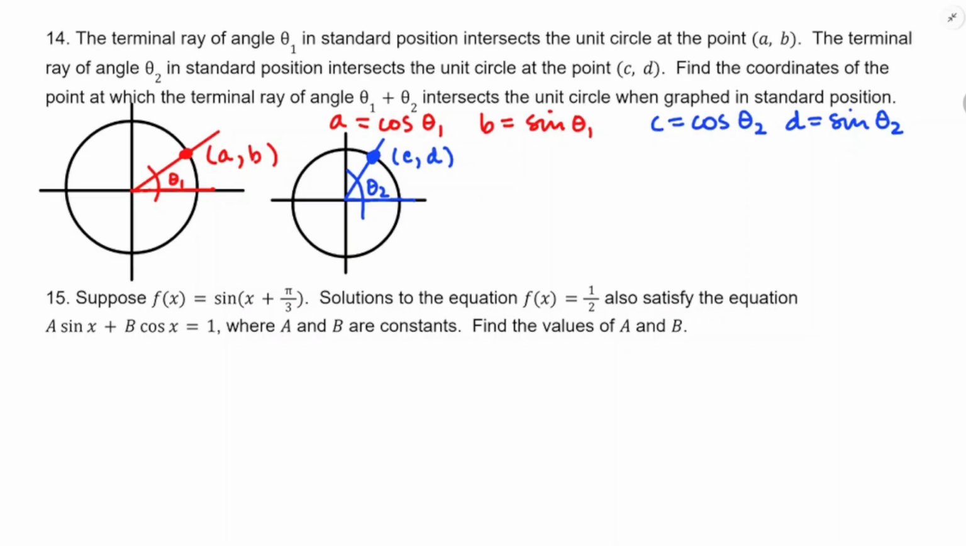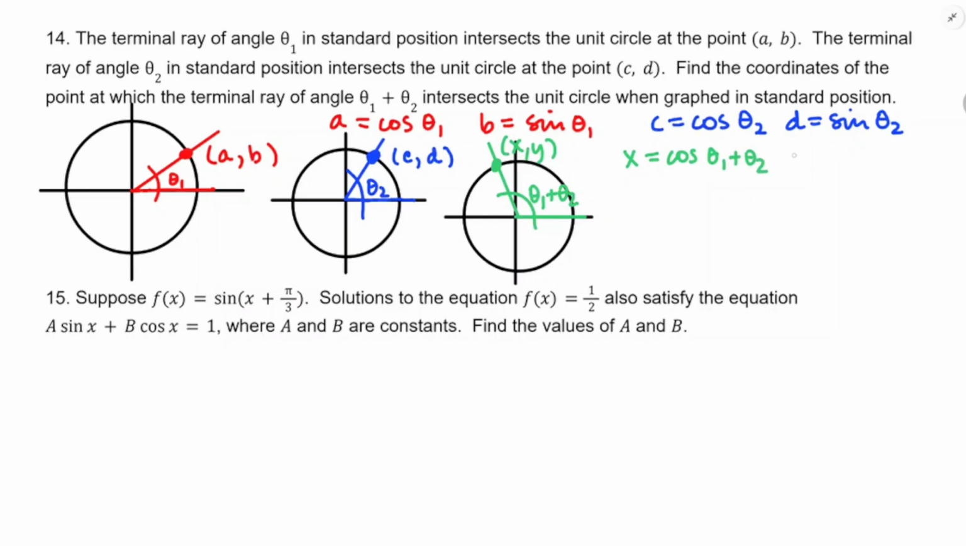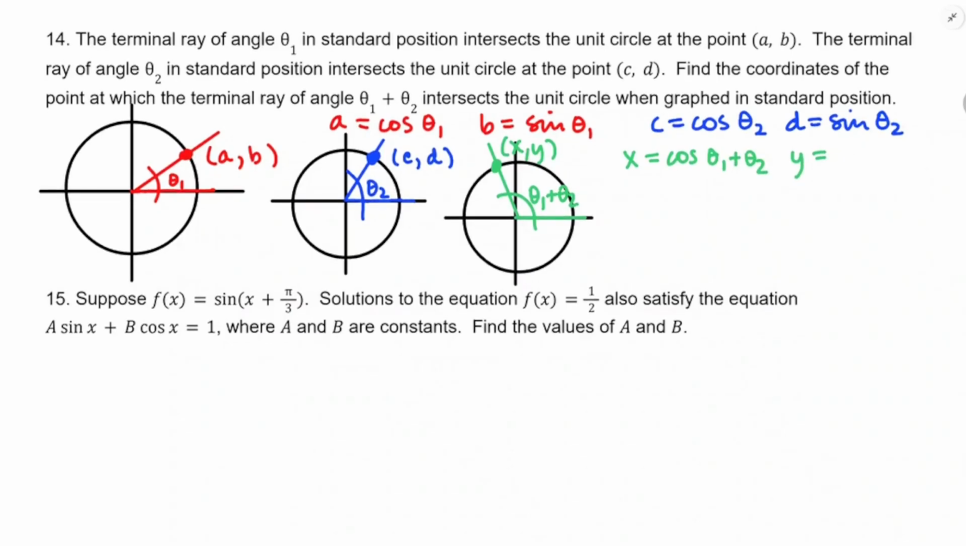So they're asking me about the coordinates of the point at which the terminal ray of angle theta 1 plus theta 2 intersects. Okay, so I'm going to need to use these together, and I've definitely run out of room here, but that's all right. If theta 1 plus theta 2, it looks like it's probably going to be a little obtuse. So I'm going to draw it like that. I'm just going to call those coordinates x and y. And so x is going to be cosine of theta 1 plus theta 2, and y is going to be sine of that.